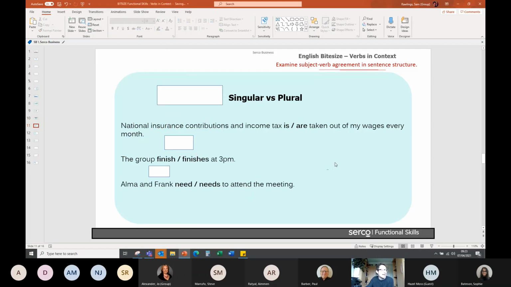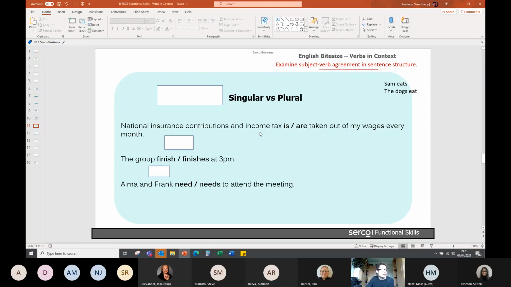Oh, okay. Right. So here's an example sentence. National insurance contributions and income tax, are we going to say is or are taken out of my wages every month? What do you think? You can put a little clue up here: Sam eats. The dogs eat. There we go. Just as a little reminder in the corner. So are we going to use is or are? What do we think?